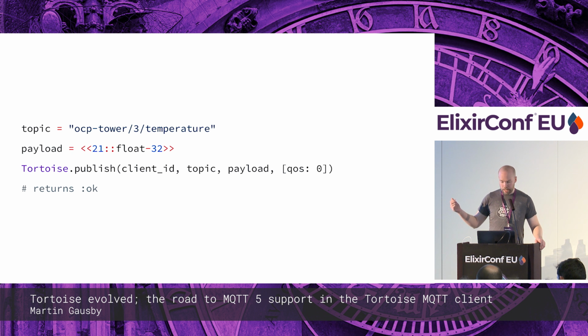And I could have omitted the option list as the third argument here, because the default is quality of service 0, but I can specify the quality of service in options, like you would expect.